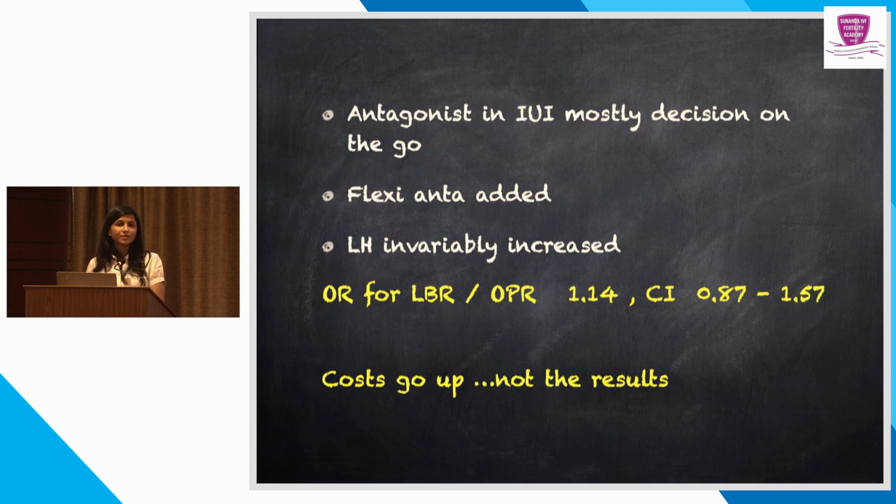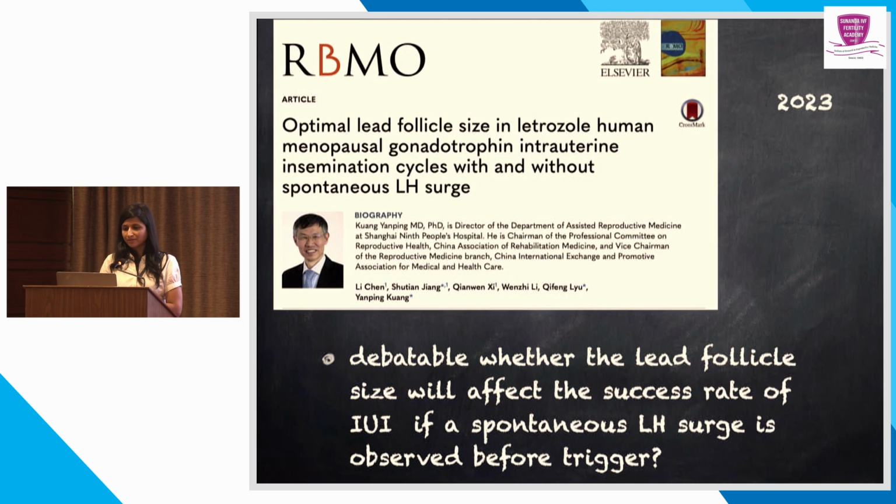Let's say only for scheduling purposes. That is just to ease your way out, where you want to give the trigger on Saturday and not Friday. Then you can add an antagonist and give that trigger on Saturday, so your IUI will come on Monday. So only for scheduling purposes you can have an antagonist in IUI, otherwise no great result.